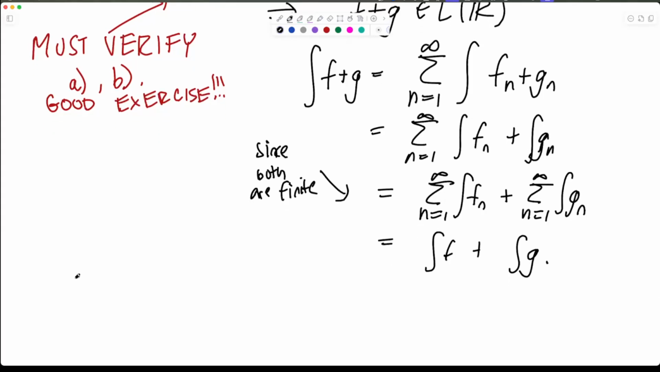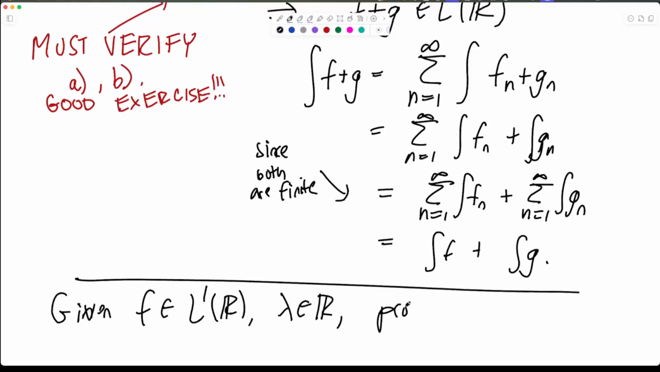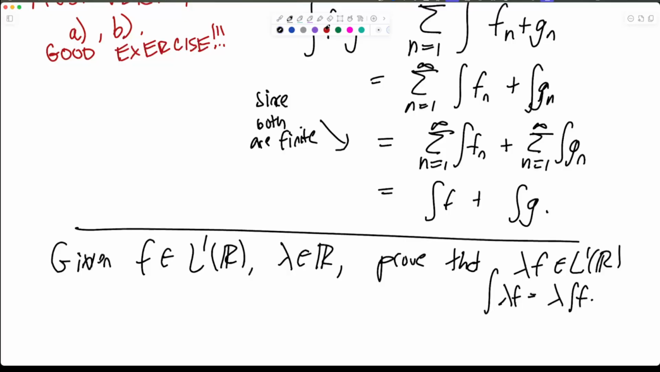So part two is: given f is in L1 and lambda in R, prove that lambda times f is in L1 and that the integral of lambda times f equals lambda times the integral of f. Okay, why is this true? Good exercise. Please try it.